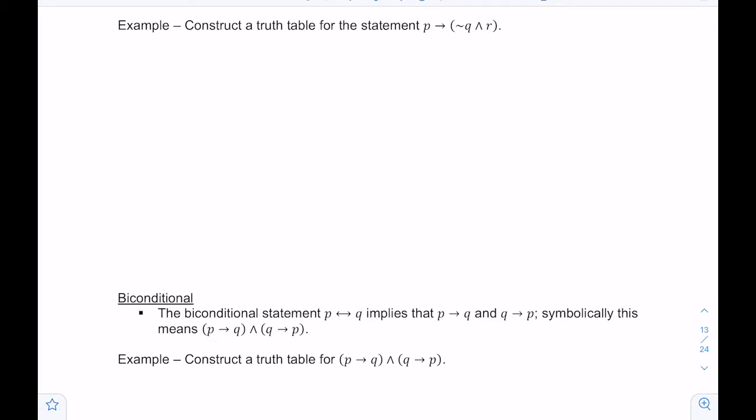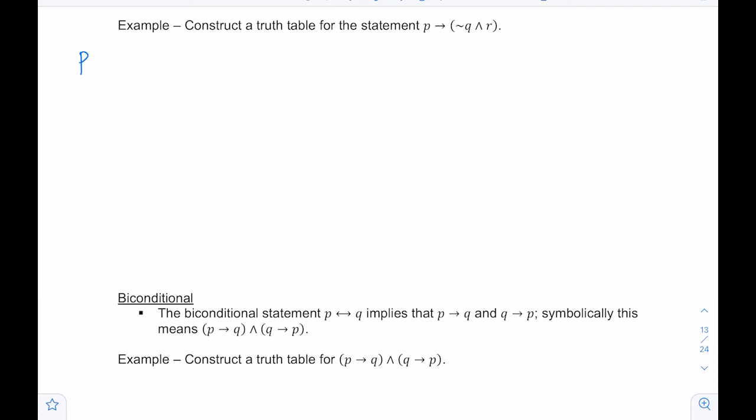If you think about it, when we have 1 letter, P, there's 2 cases. It's either true or false. When we have 2 letters, P and Q, there's 4 cases. When you have 3 letters, P, Q, and R, there's 8 cases.